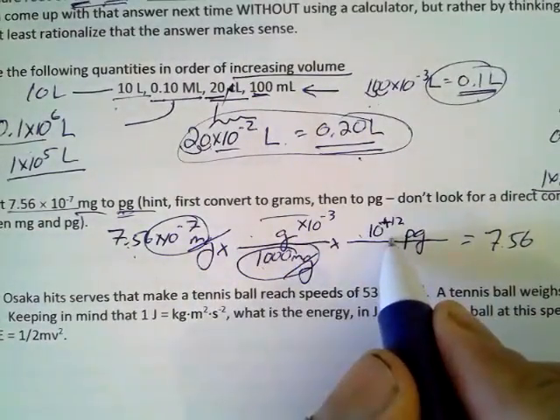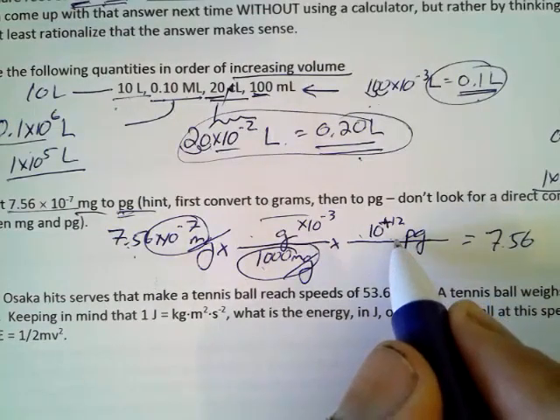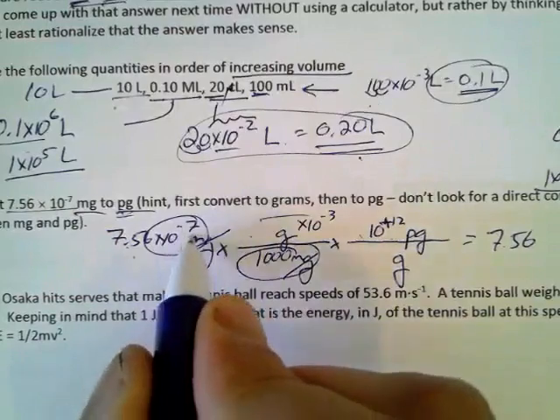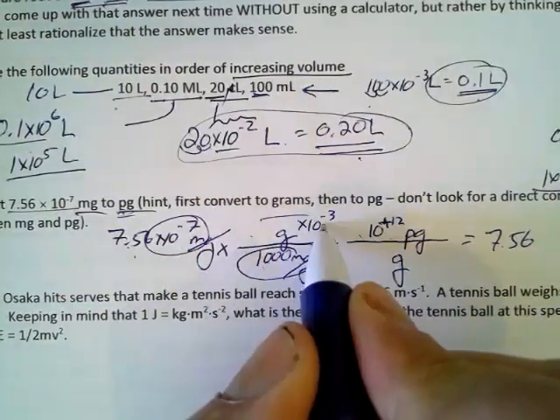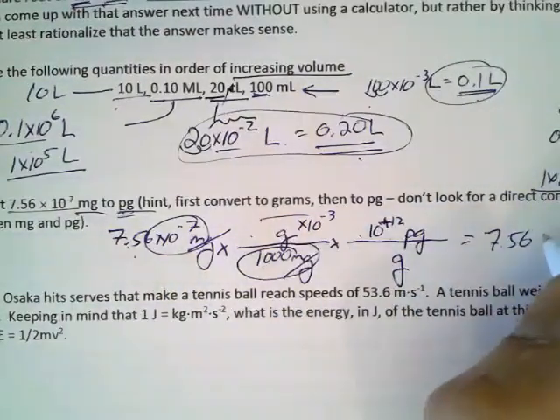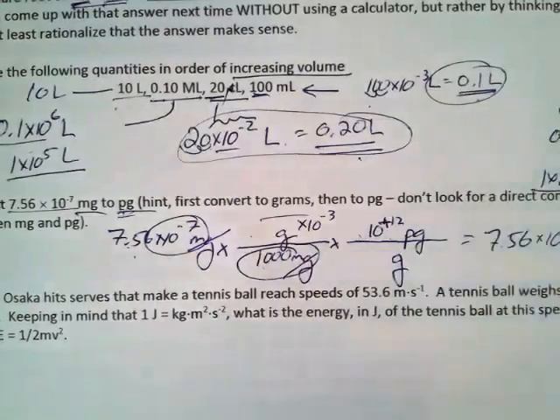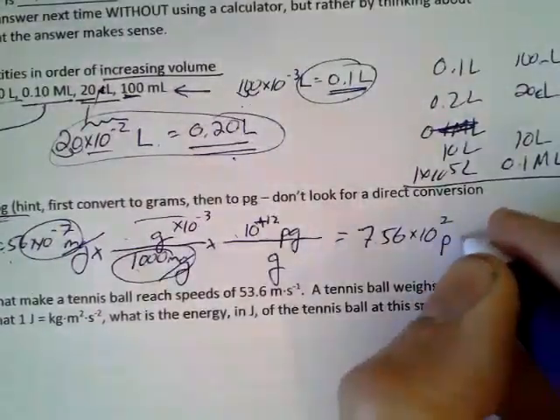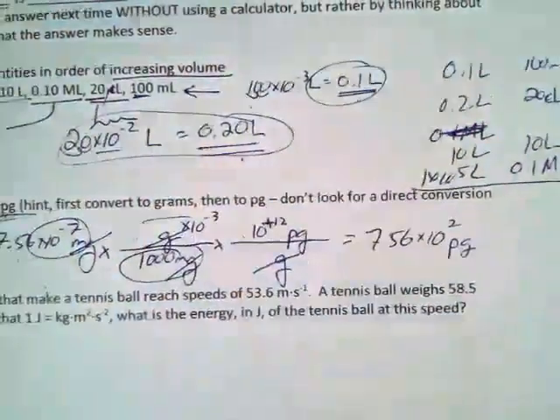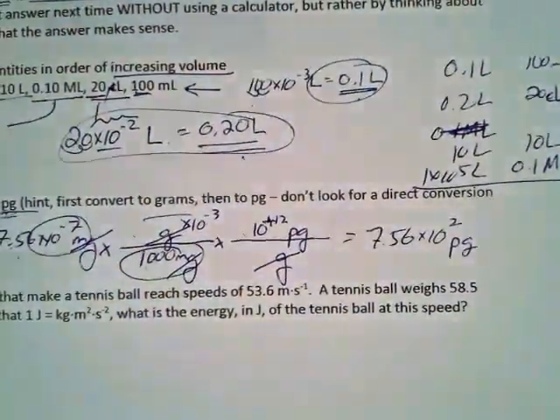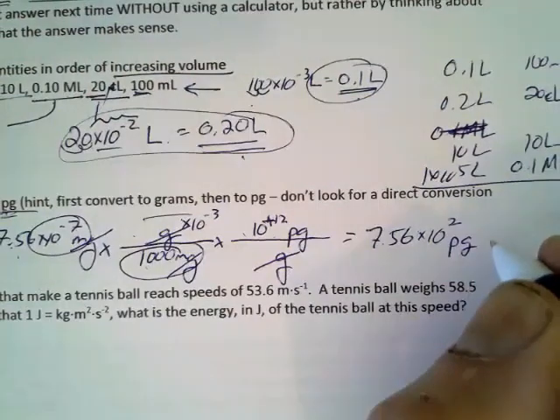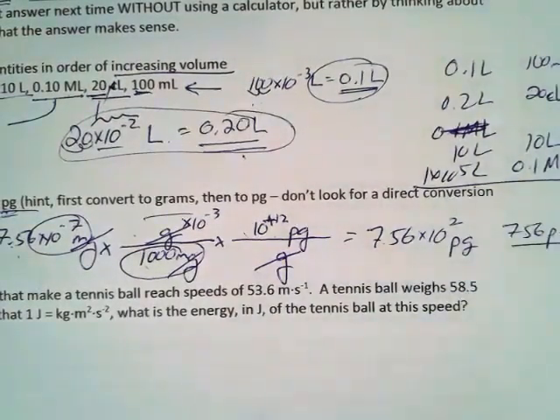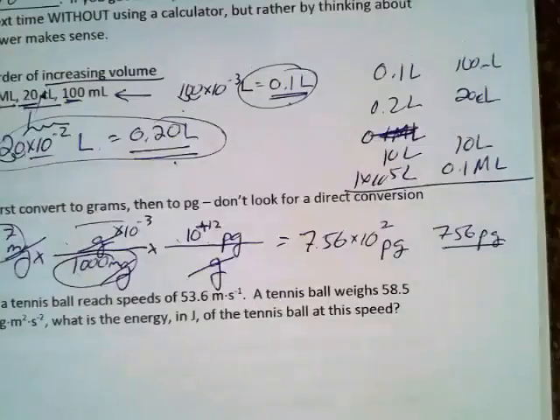Well, what do we do with exponents? We add them together. So we have minus 7 and minus 3 is minus 10, plus 12. We'd end up with 7.56 times 10 squared picograms because the grams would cancel. We get 7.56 times 10 squared picograms, or 756 picograms.